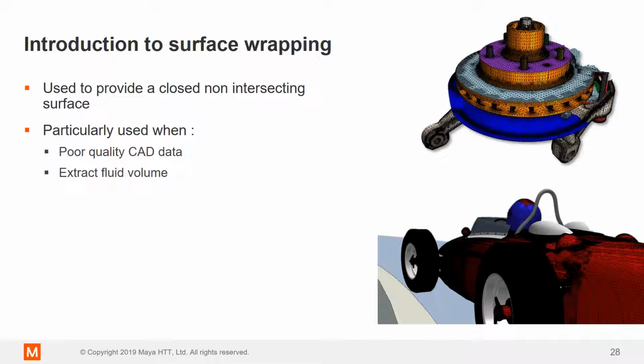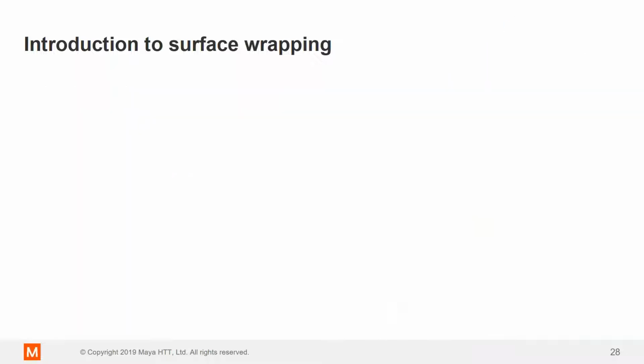Once we wrap the solid geometry, we can obtain a clean CAD and move ahead with meshing. The second use of surface wrap is that it can prove challenging to extract the fluid volume from a poor quality CAD with maybe holes or gaps or mismatches. The surface wrapper helps us overcome these problems by neglecting small surface deformations and producing a smooth fluid volume.